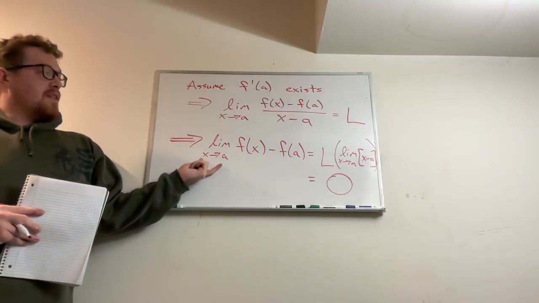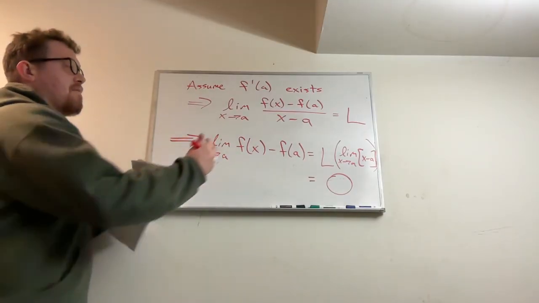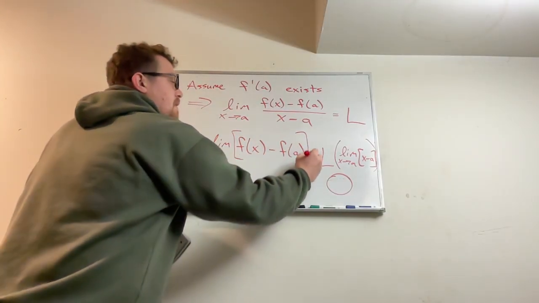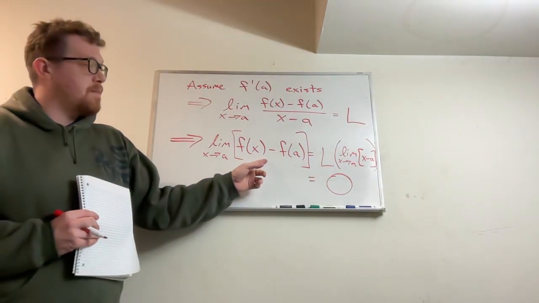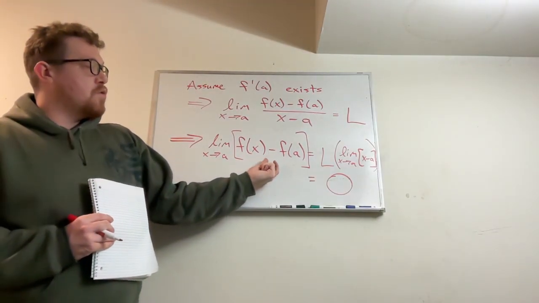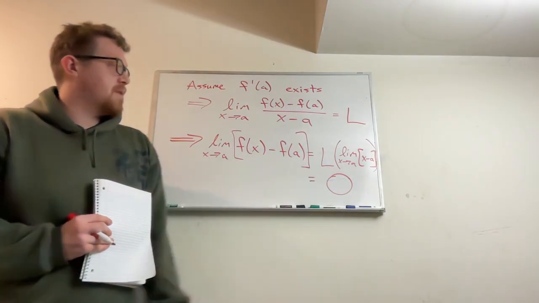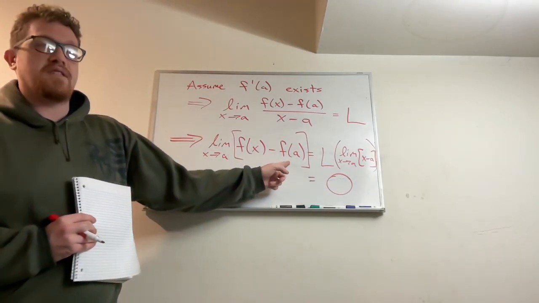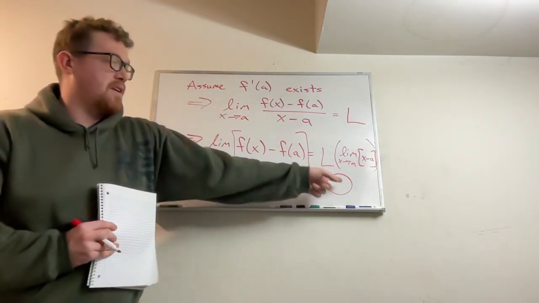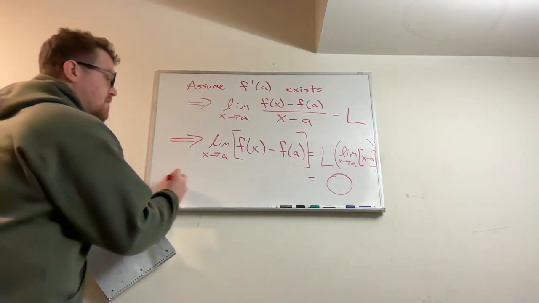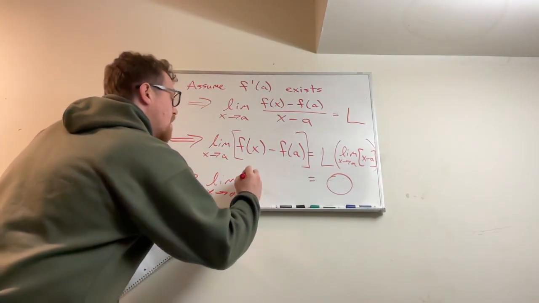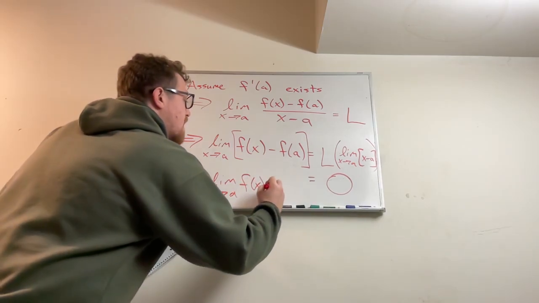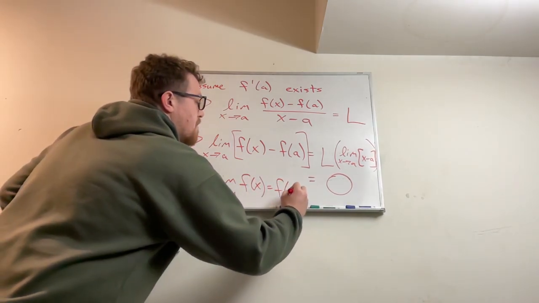And so now we have the limit as x goes to a of f of x minus f of a is exactly equal to 0. Now we can use the limit laws for sums to move the f of a to the other side. f of a is just a constant, so the limit of that is just f of a. And so really here we're saying that the limit as x goes to a of f of x is exactly equal to f of a.